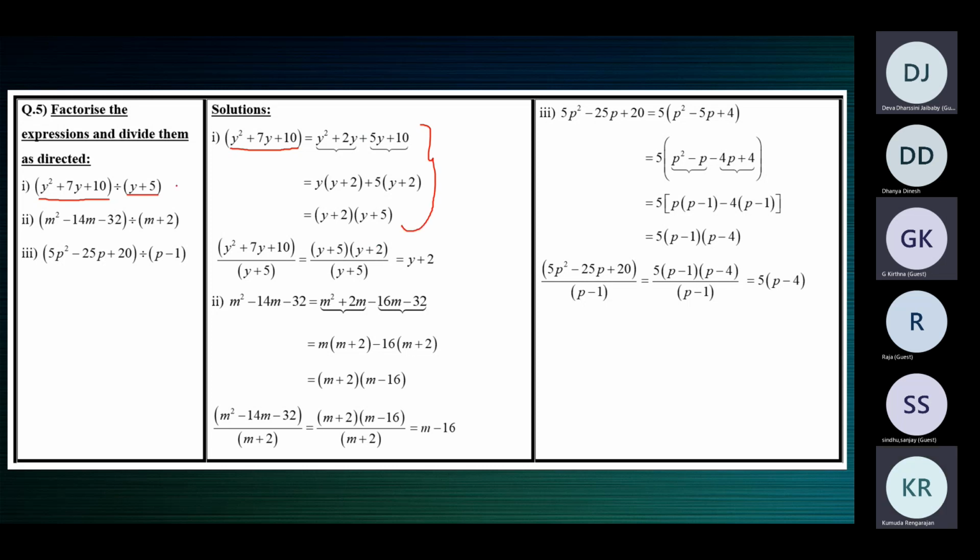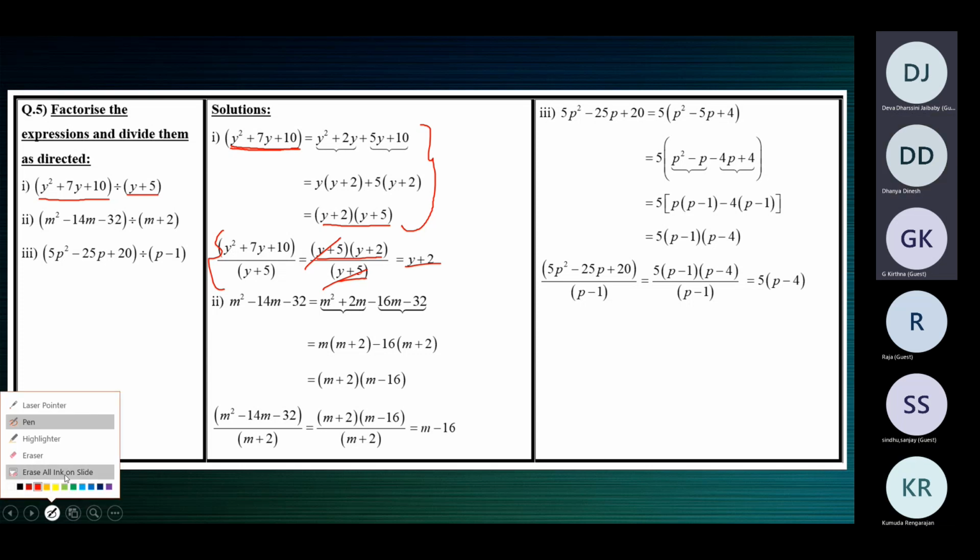Do that. That's the first step. Take up the numerator, y squared plus 7y plus 10. It can be factorized by splitting the middle term. We get y plus 2 into y plus 5. Now answer the question. Y squared plus 7y plus 10 divided by y plus 5 is equal to, the numerator factorized as y plus 5 into y plus 2, divided by y plus 5. Now this y plus 5 and y plus 5 get cancelled and the answer is y plus 2. Isn't it simple, children? Yes, ma'am.